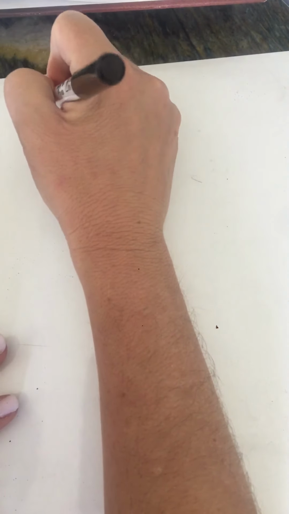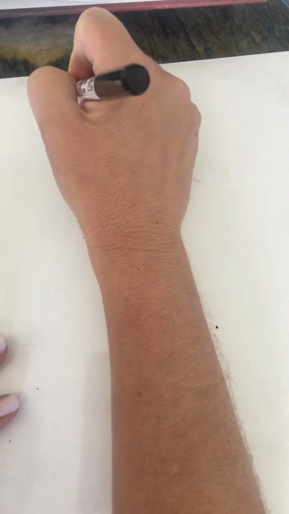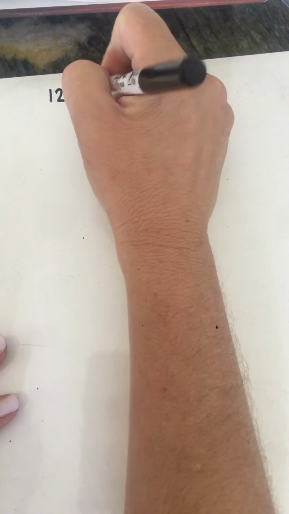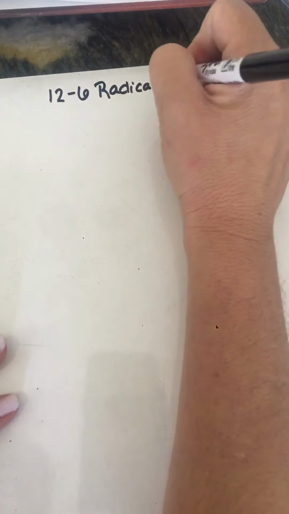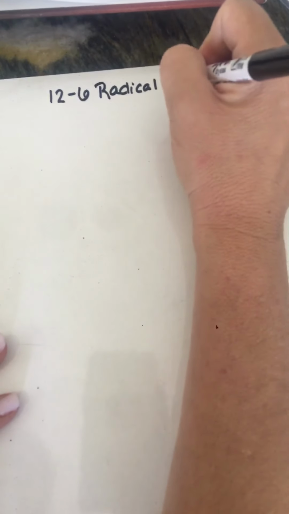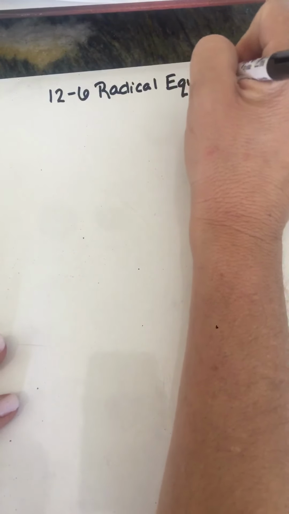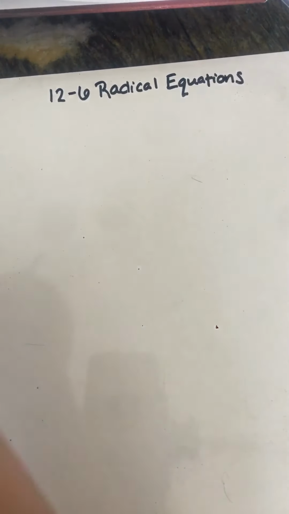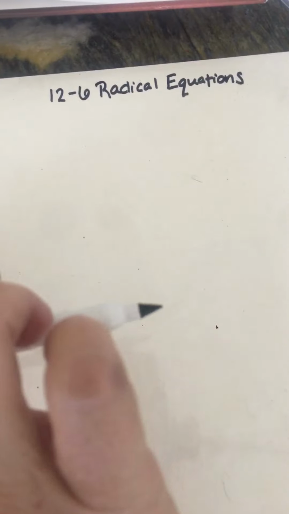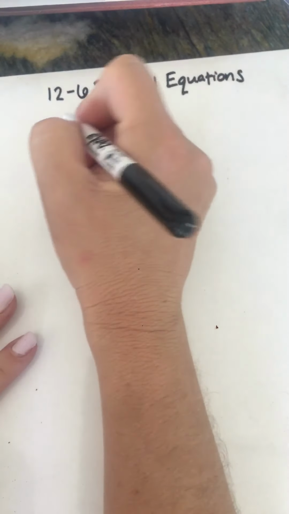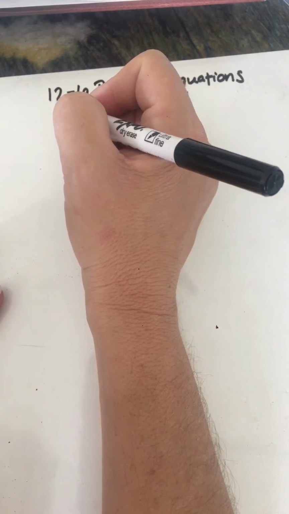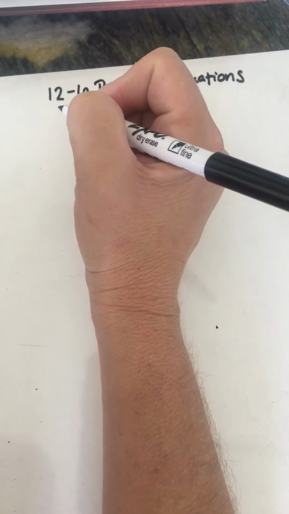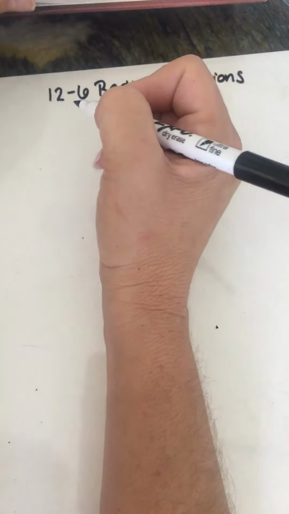Moving right along, we are in section 12.6 now, radical equations. So we've been doing expressions this whole time. Now we're going to move into equations. And a radical equation is an equation where there's a variable that is under the radical sign. So let me give you an example of one.